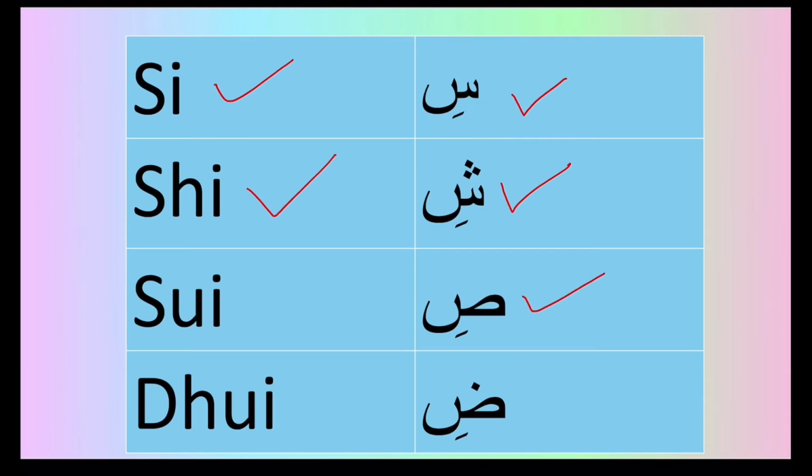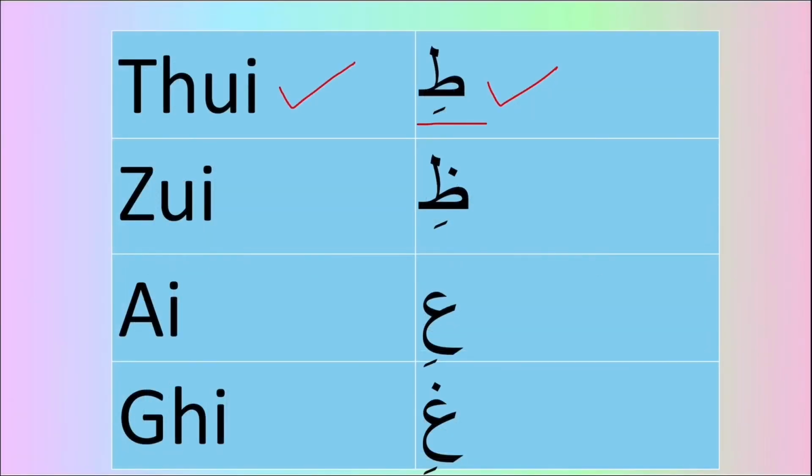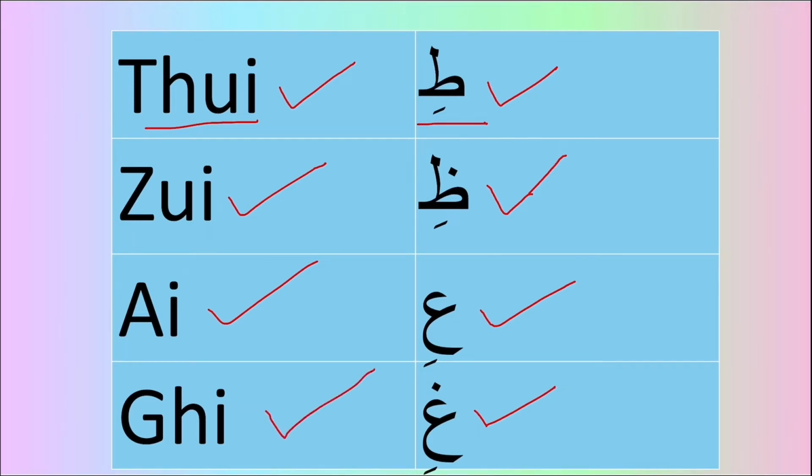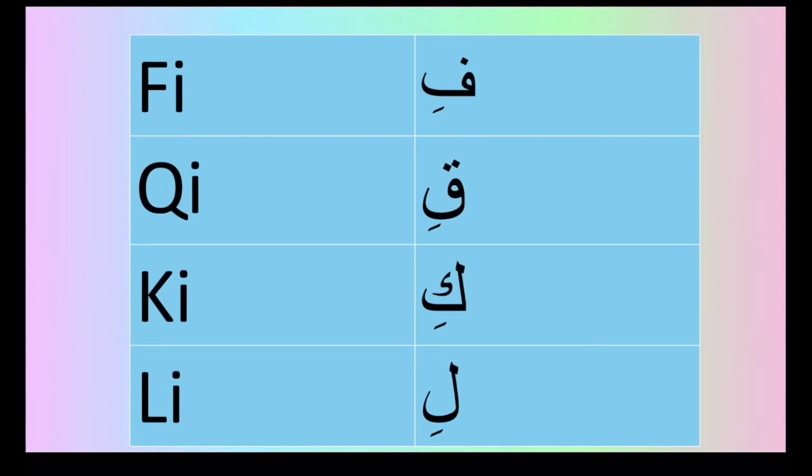Sad kasra si, dad kasra di, ta kasra ti, za kasra zi, ain kasra i, ghain kasra ghi. The next letter. Fa kasra fi.